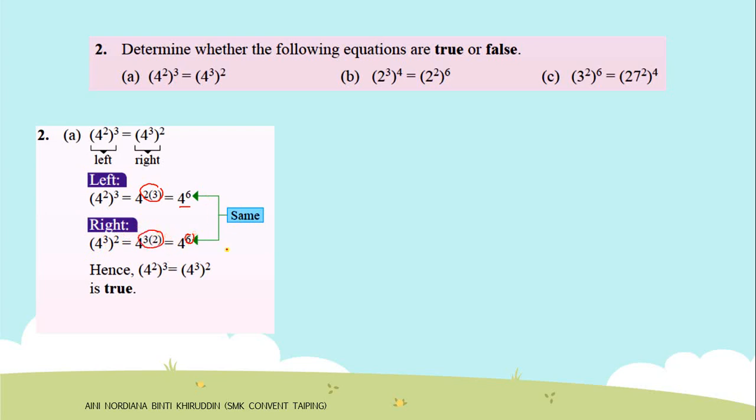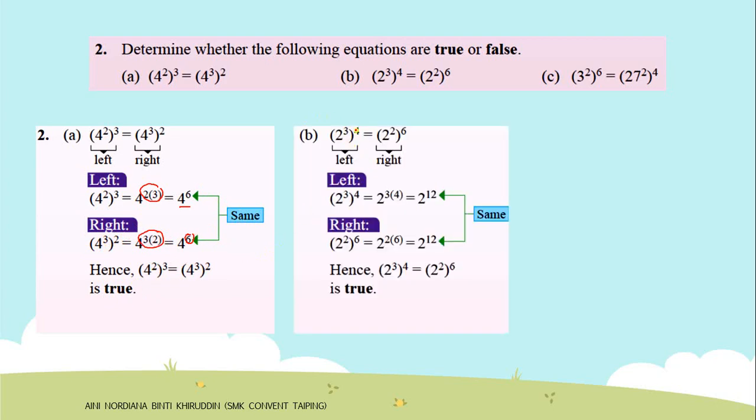So this is the same value. So we can conclude that this is true. So example B, do the left hand side first. And then 3 times 4 is equal to 12. For the right hand side, 2 times 6 is also equal to 12. So these are the same values.